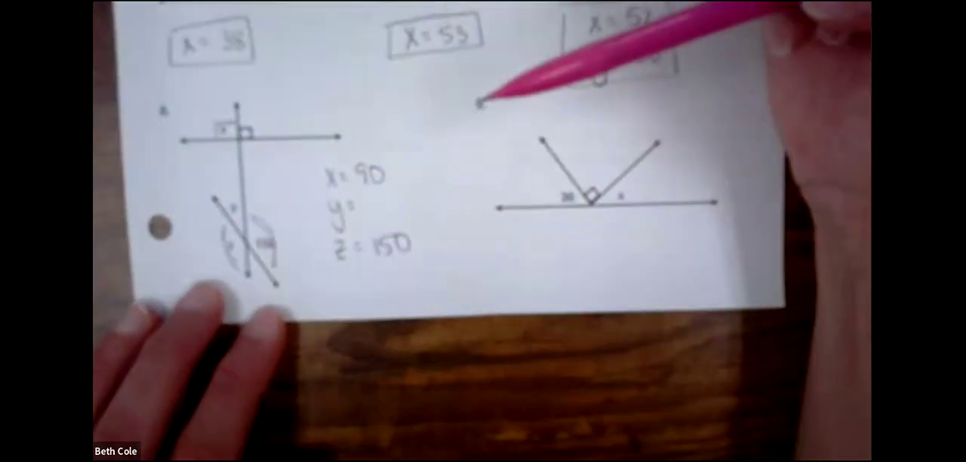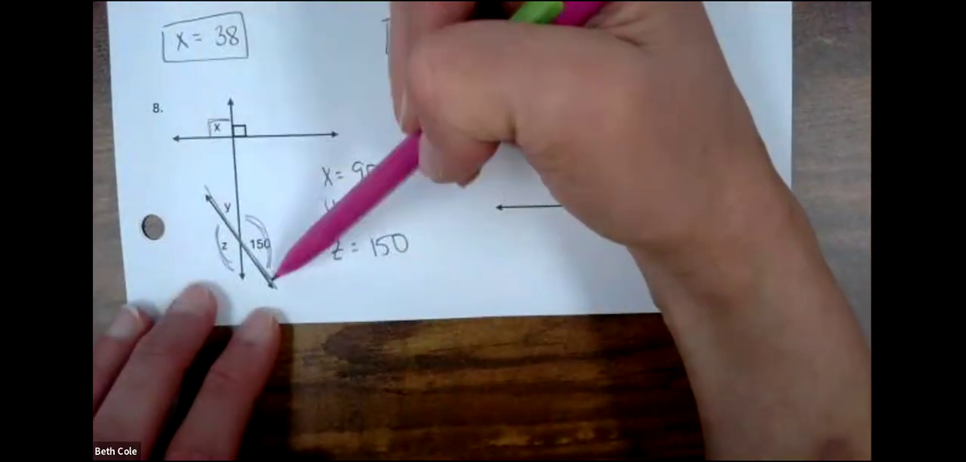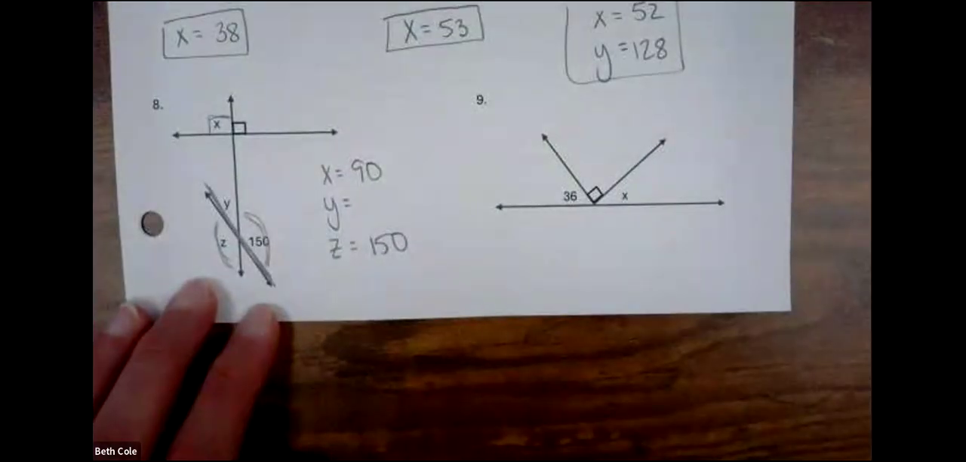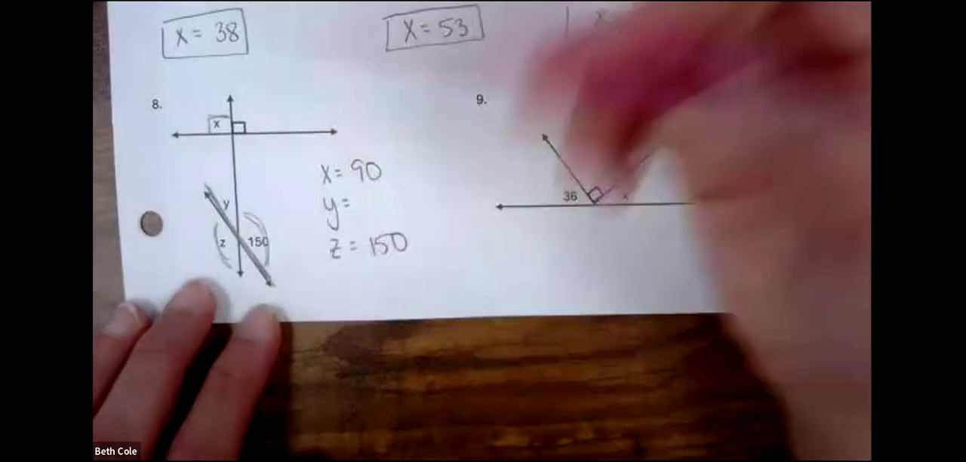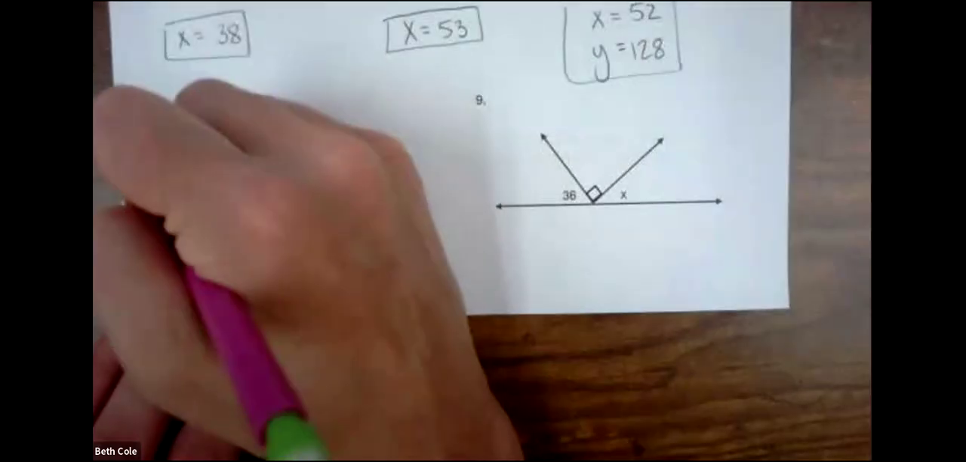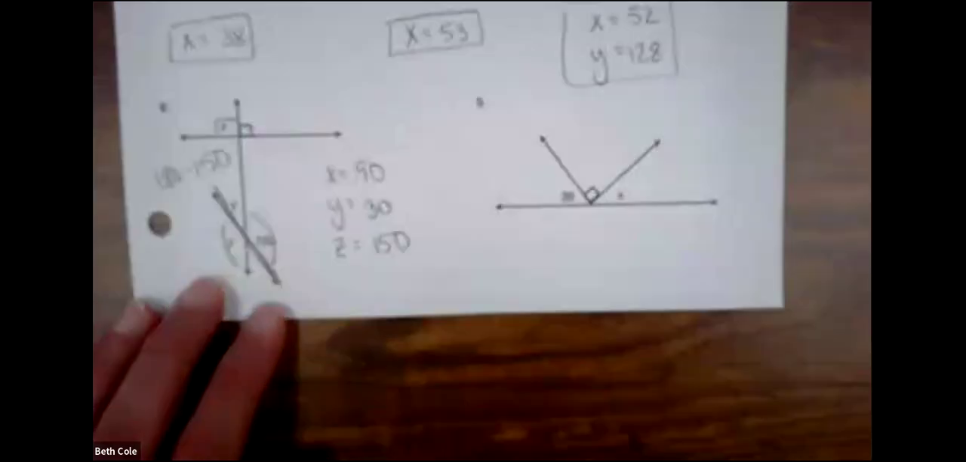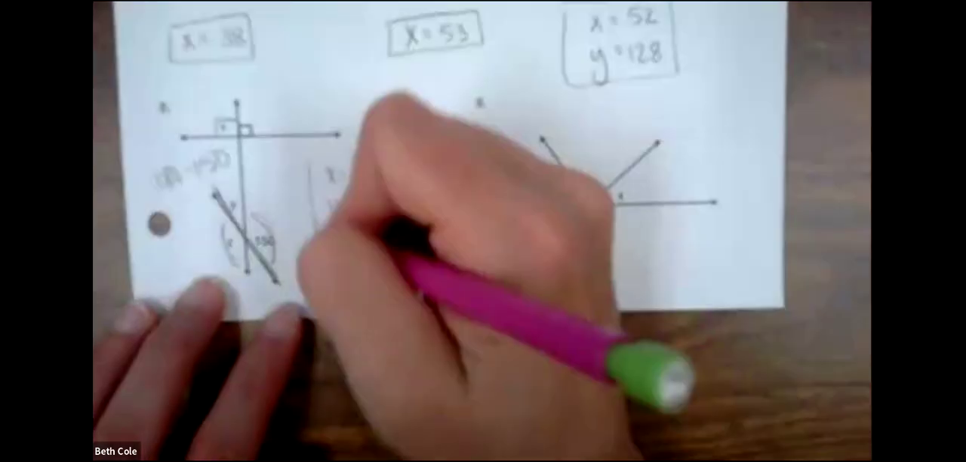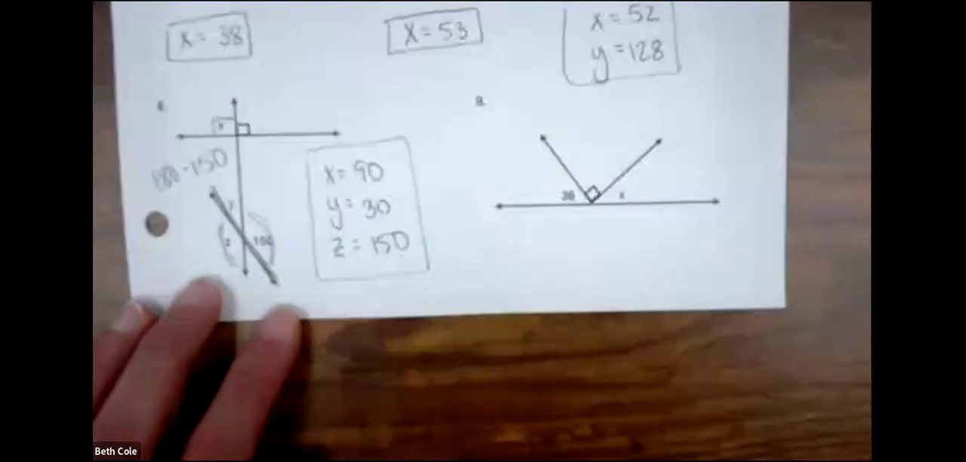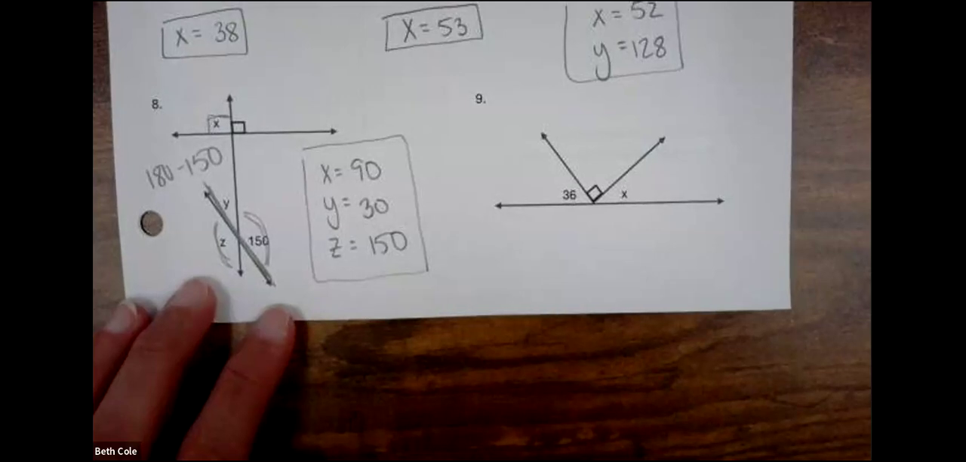Right? So Z is 150. And then what could we do to get Y? Hint, it's almost the exact same as the one we just did. Yep, 180 minus 150 is going to give us, well, that one I can do in my head. That one's 30. But of course, you can use Desmos. This is going well. Good.